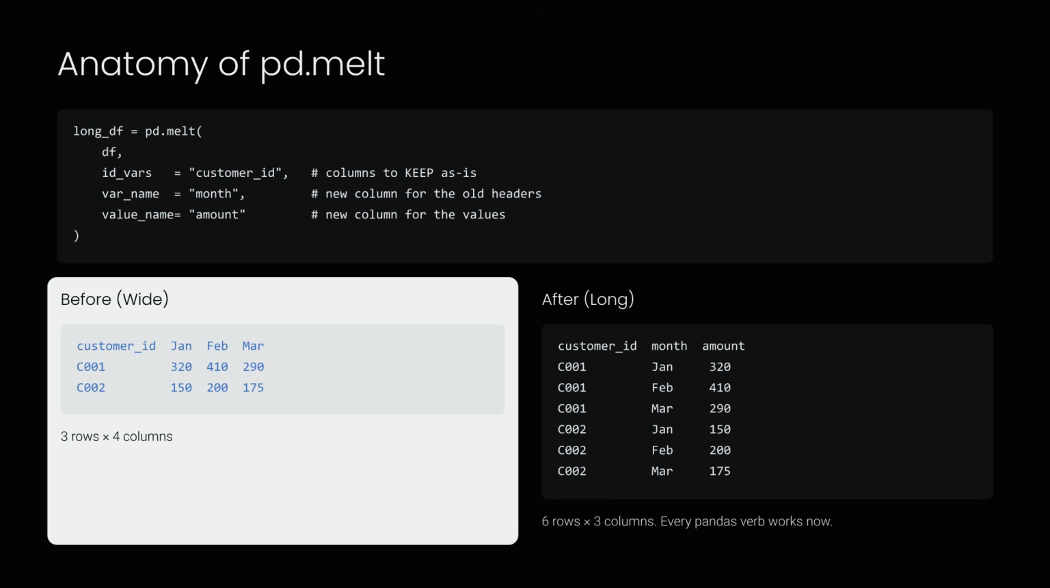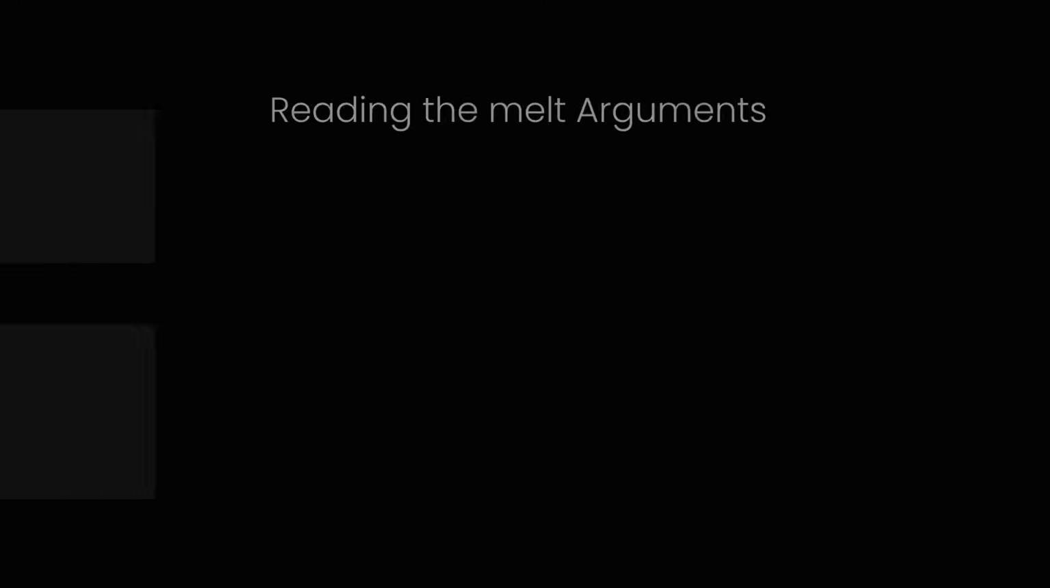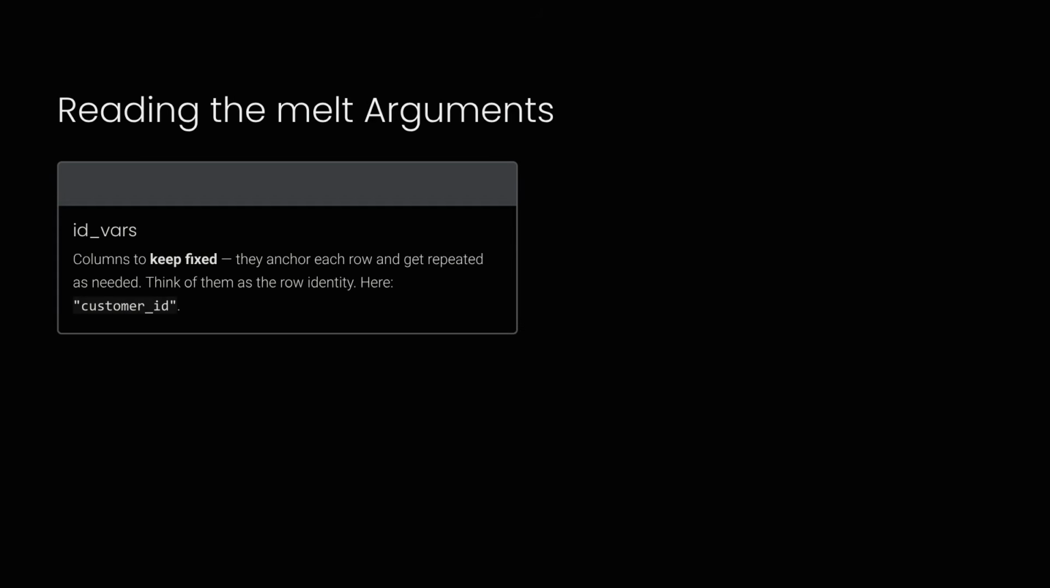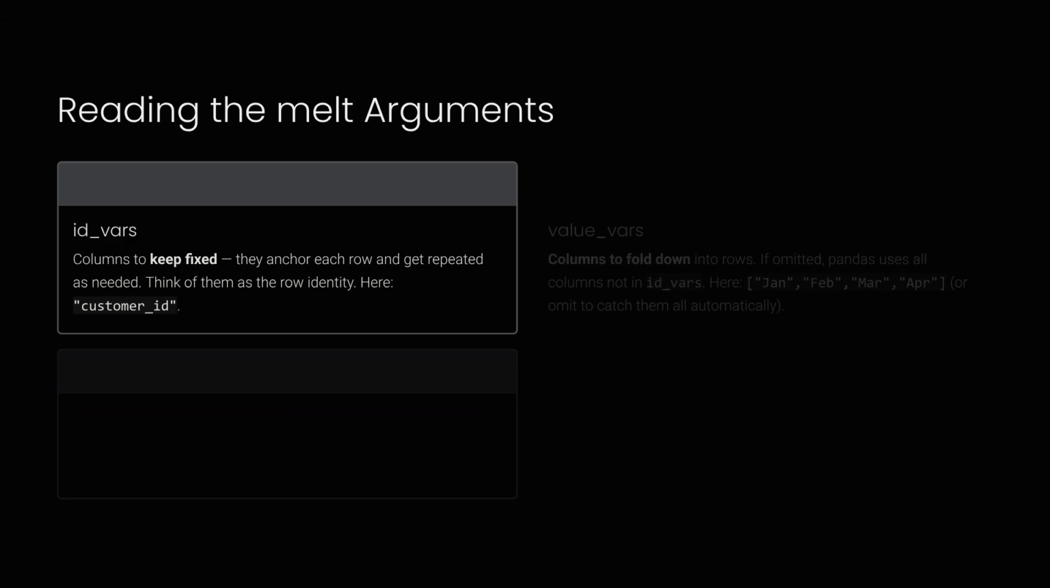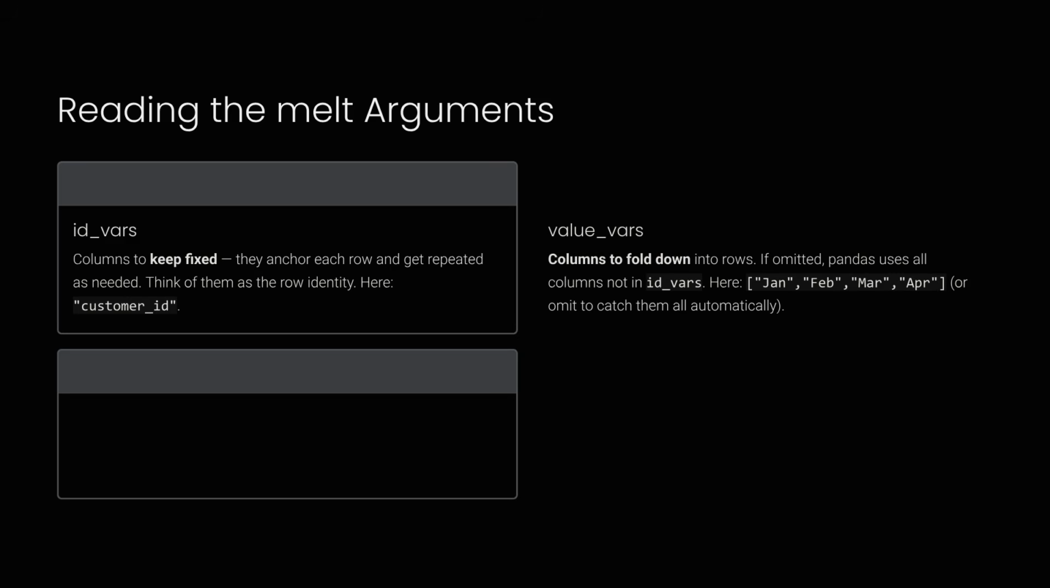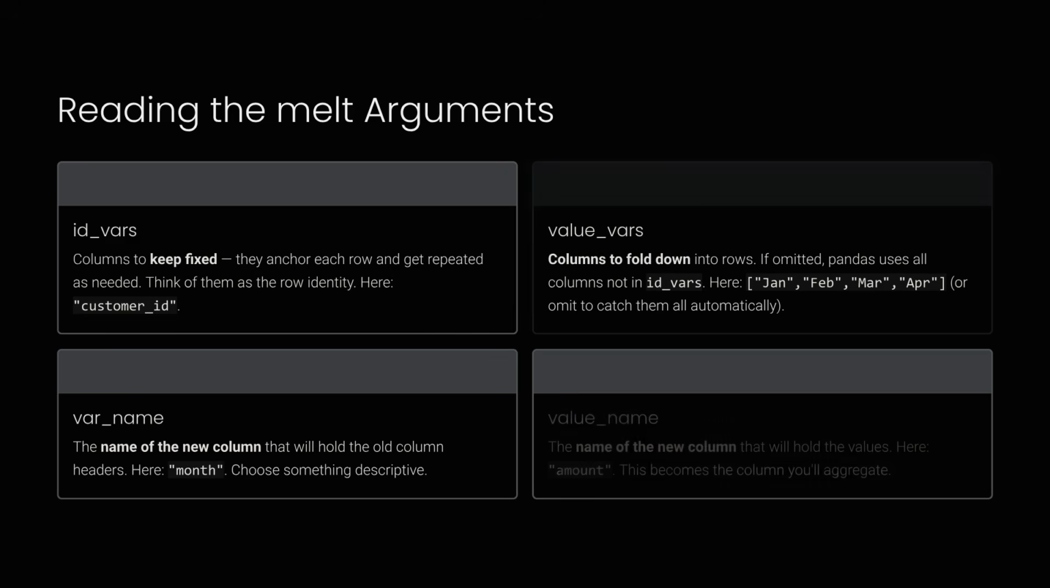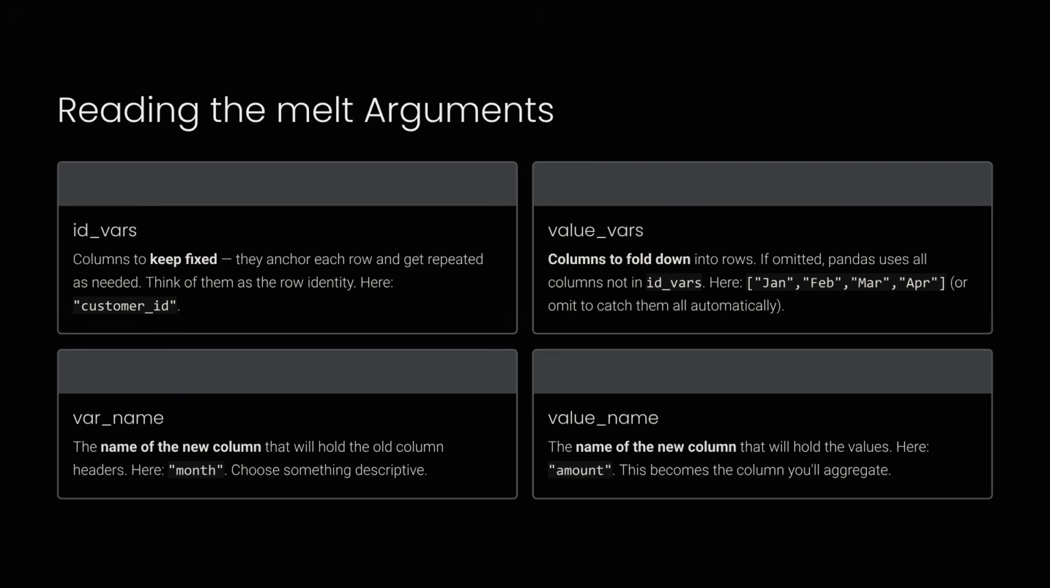The syntax for pd.melt is straightforward. Specify the columns to keep with id_vars, and define the names for the new columns using var_name and value_name. This transforms wide data into a long, clean format. Remember that id_vars keep your row identifiers fixed, while value_vars are the columns you want to fold down. Choosing descriptive names for var_name and value_name makes your resulting data much more intuitive.